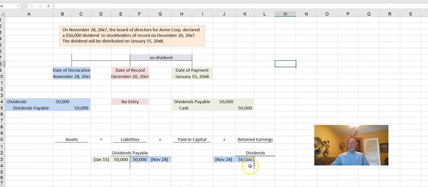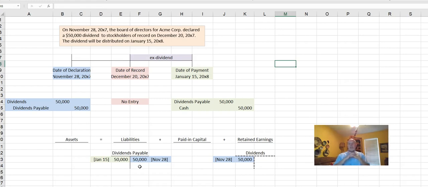Debit dividends and credit dividends payable. Now if you notice, here's my accounting equation, and essentially that dividend reduces retained earnings and it moves that amount over here to the liability section. So we have to carry through and pay that dividend.